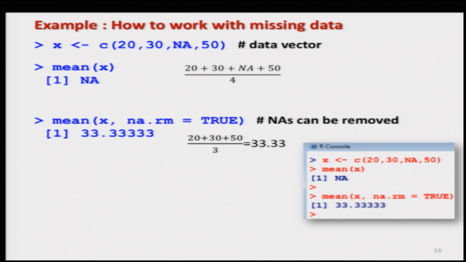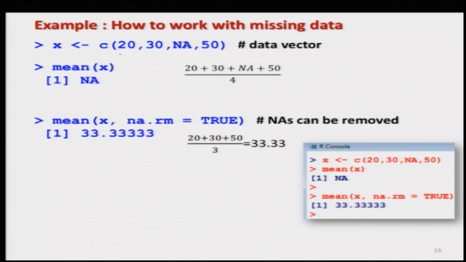Now, the next question arises: suppose there is a missing value in the data set, and you want to operate some mathematical or statistical function. So what do you want? You really want the missing values to be removed from the data set and the function to be calculated on the basis of available values. So now I am going to take an example.